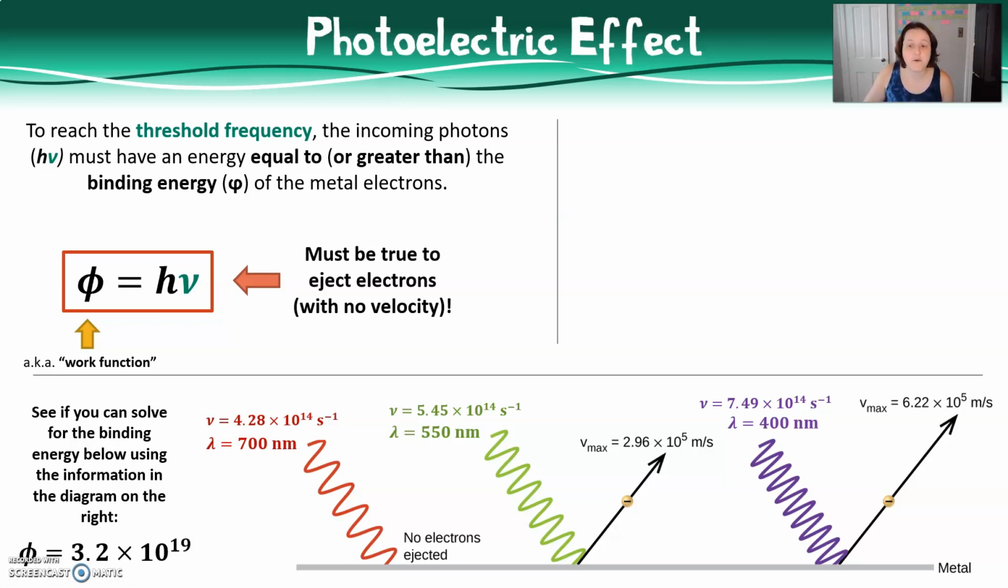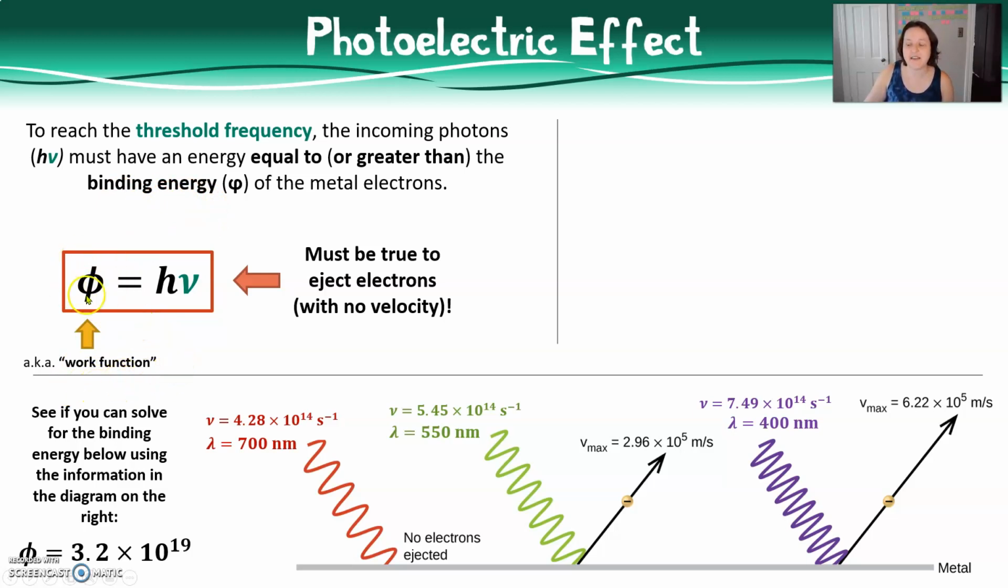As we saw, the photons that hit the surface need to have enough energy to eject the electrons, and the energy required will be dependent on the type of metal, and it's going to be referred to as the binding energy, or sometimes also called the work function.